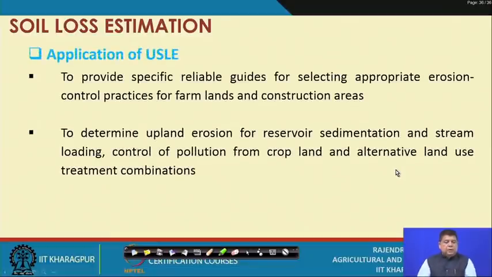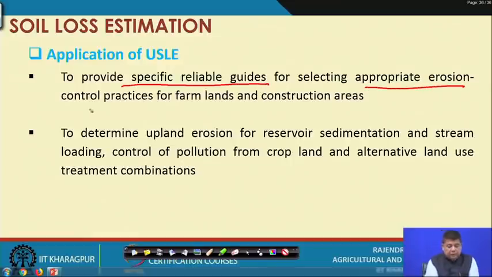Now, for soil loss estimation, obviously, we apply USLE, and what it means is that it provides specific reliable guides for selecting appropriate erosion control practices for farmlands and construction areas. That is the application of USLE.